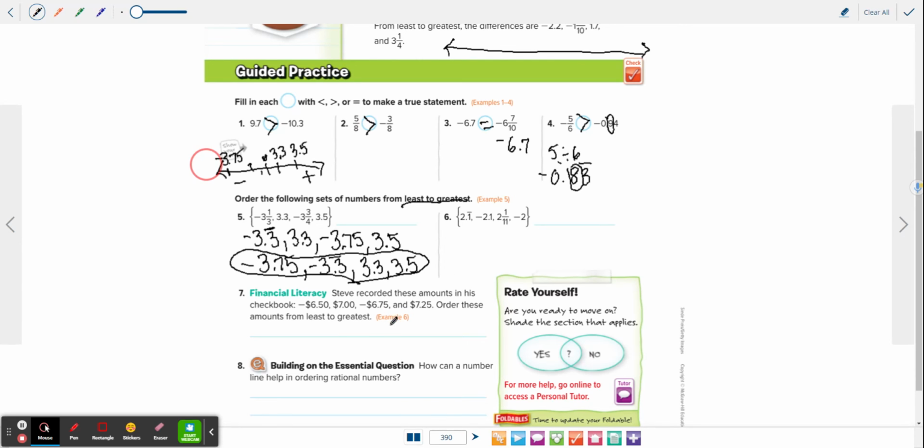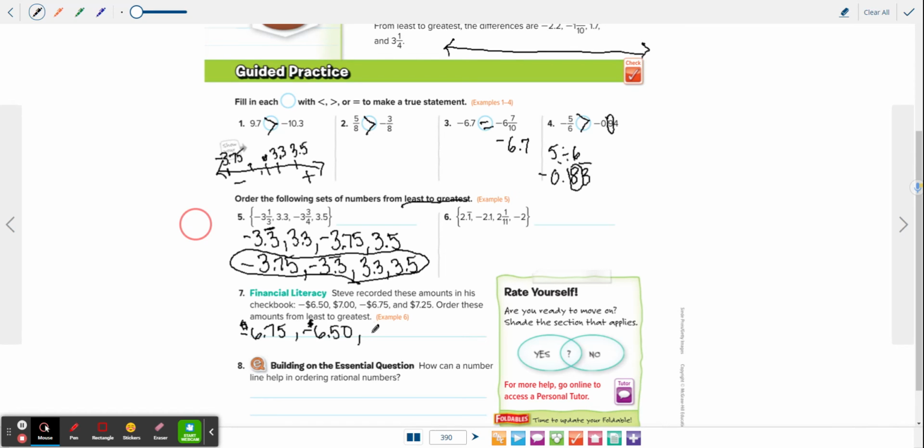Number 7, Steve recorded these amounts in his checkbooks: negative $6.50, $7, negative $6.75, and $7.25. Order these least to greatest. Okay. So if you're looking again at the number line, the most to the left, the smallest, is going to be negative 6.75, and put your dollar sign on there. And then negative 6.50.